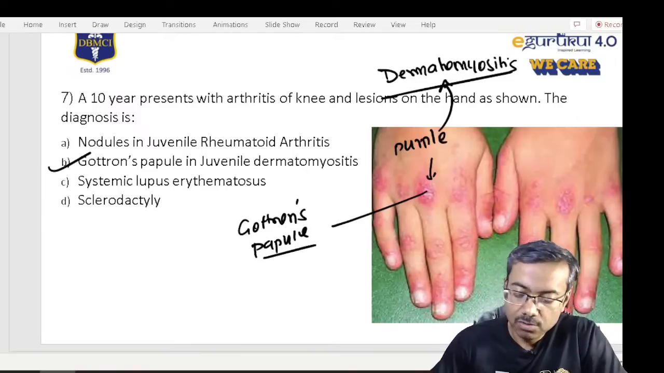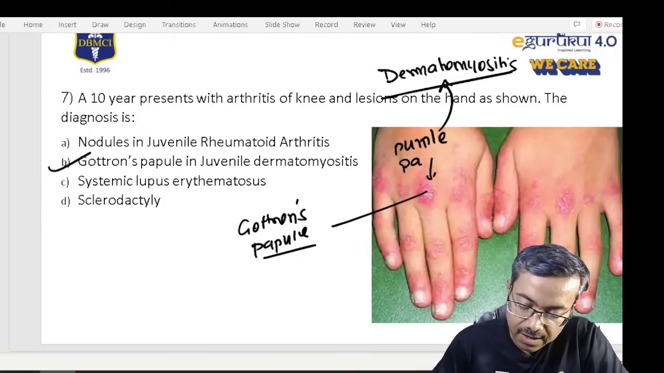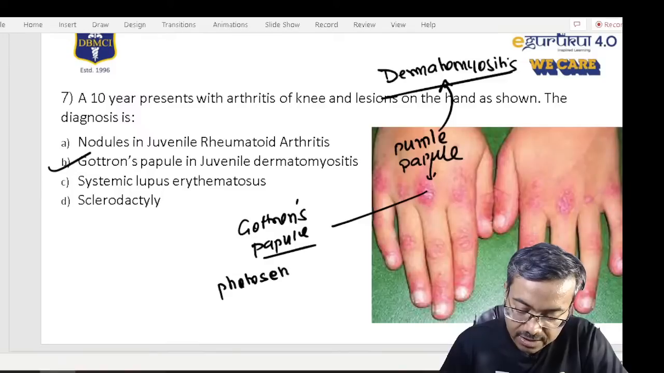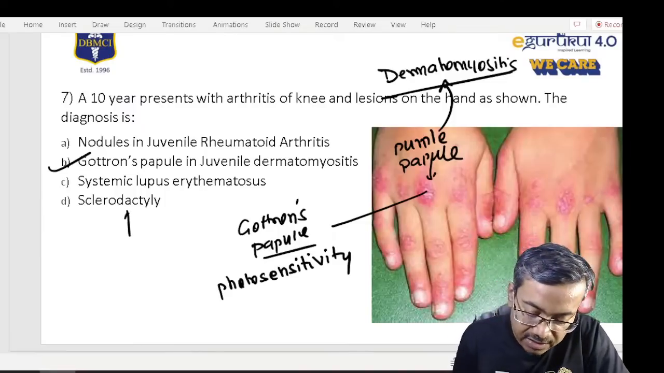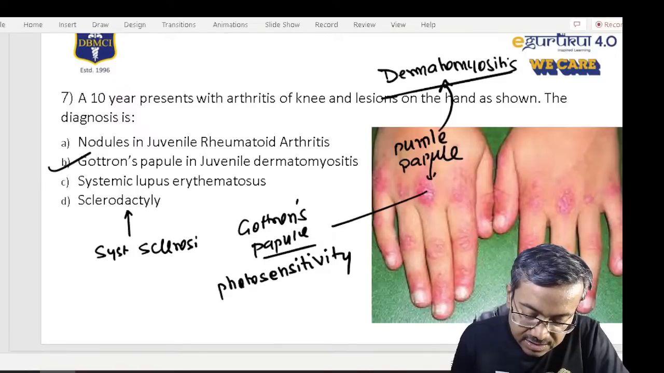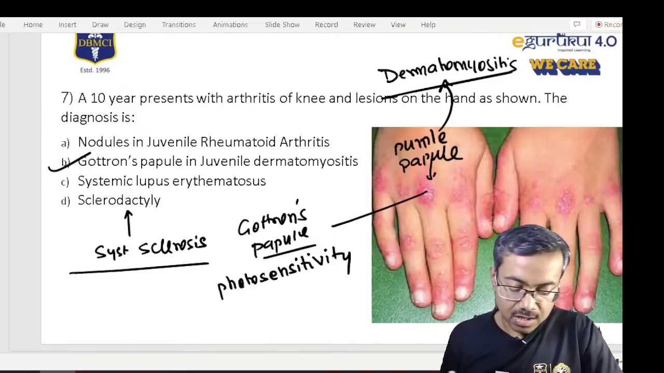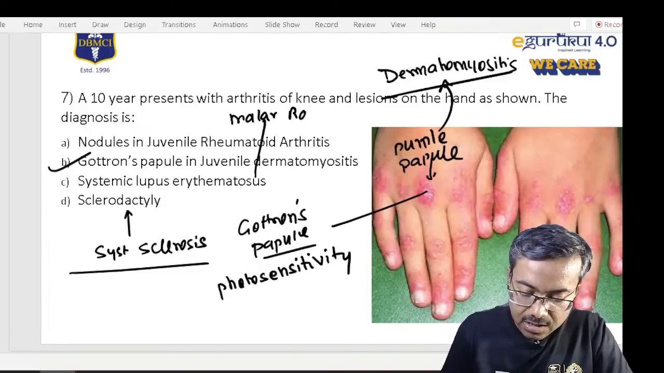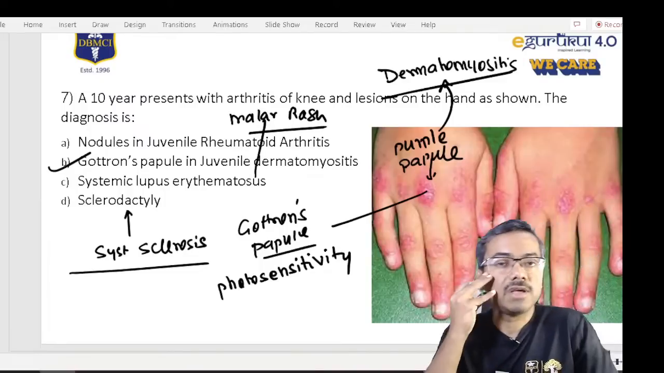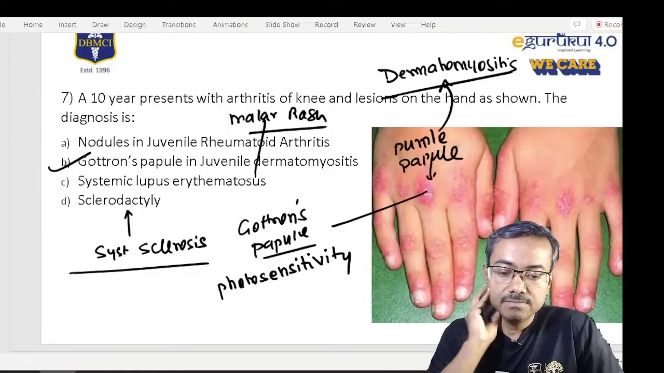Okay, purple papules on the dorsum of the hand. They also have a bit of photosensitivity, so that's again the reason why they have it on the dorsum of the hand, because that is where the sun exposure really comes in, right? And the sclerodactyly would be in systemic sclerosis with Raynaud's and digital ulcers, I told you. SLE would have a malar rash, meaning it will be on the cheek, it will not be around the eyes. Got it?